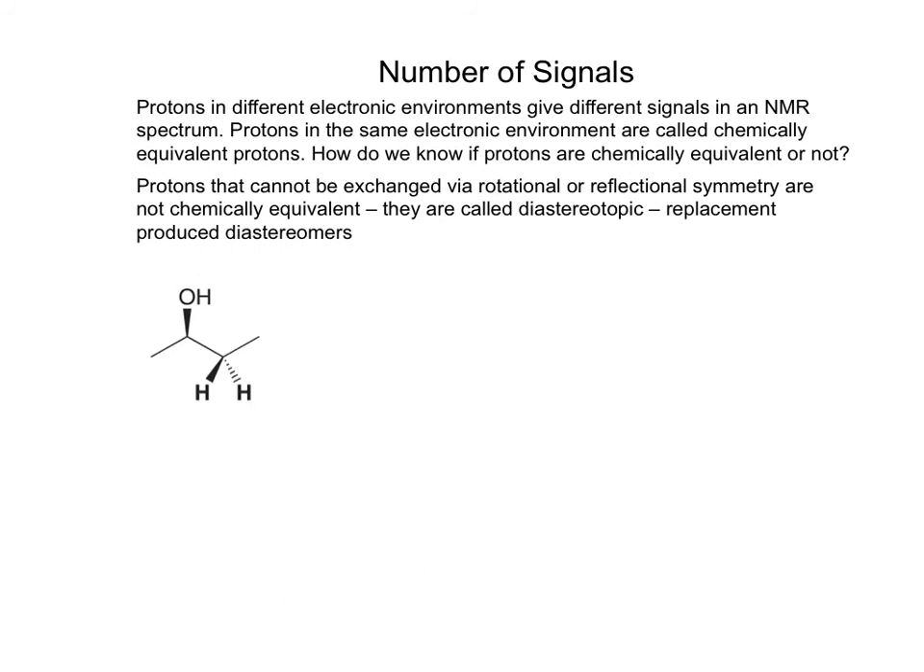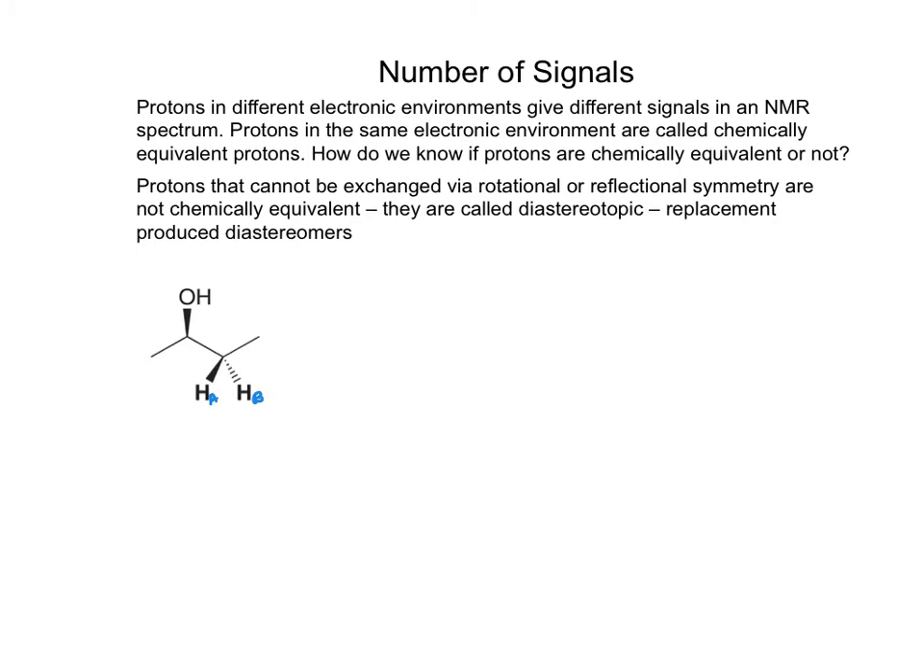So for example, what about this molecule? Again, I'm looking at whether or not these two protons are chemically equivalent or not. Whether A and B are going to give rise to one signal or multiple signals, okay? First question I'm going to ask, do we have rotational symmetry in this molecule? If I rotate this molecule, can I tell that I've undergone that rotation? Yes. So we don't have a rotation axis, so we don't have homotopic protons.